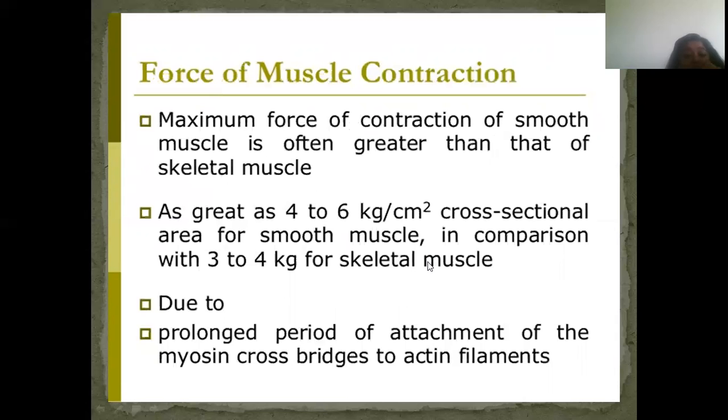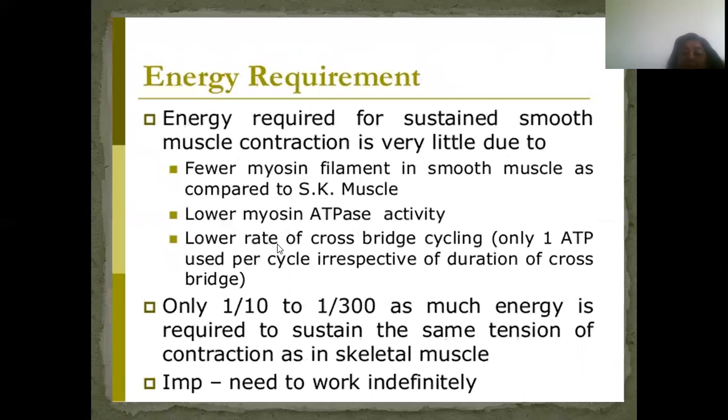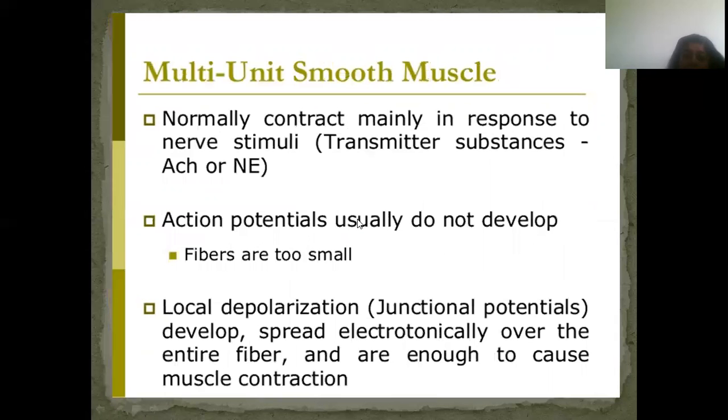Then there is the force of muscle contraction. The maximum force of contraction of smooth muscle is often greater than the skeletal muscle, as I told you before. The energy requirement is very little due to fewer myosin filaments and lower myosin ATPase activity. Then multi-unit smooth muscle normally contracts mainly in response to nerve stimuli. Action potentials usually do not develop as fibers are too small.